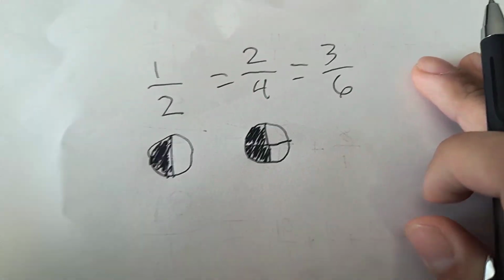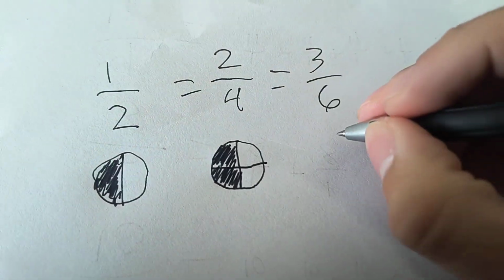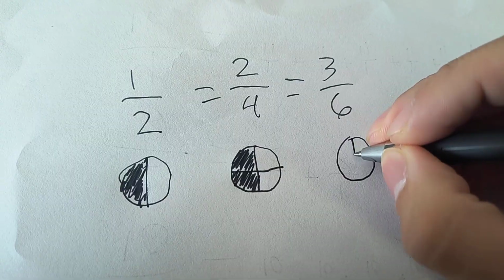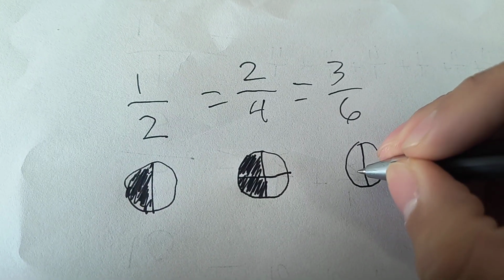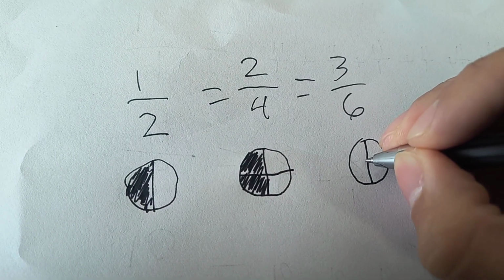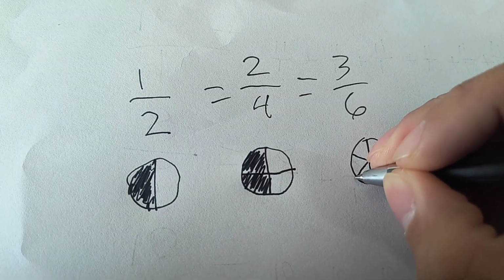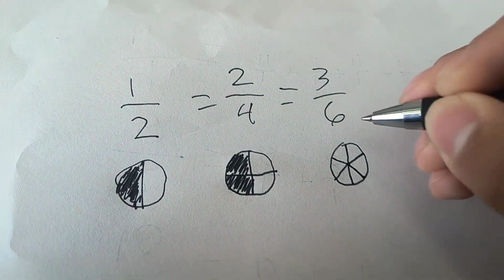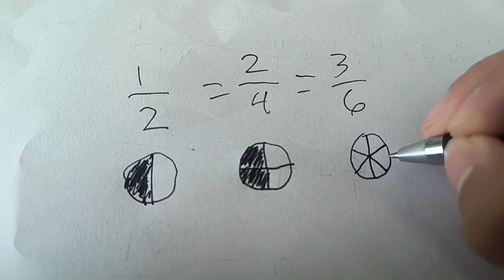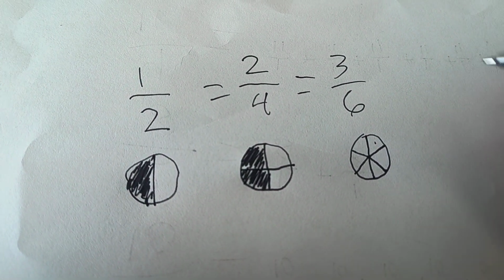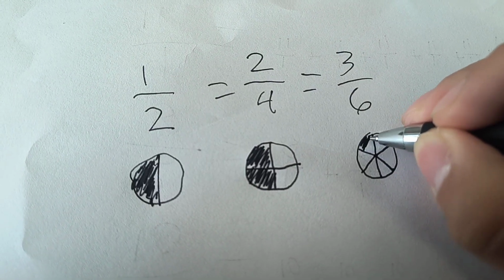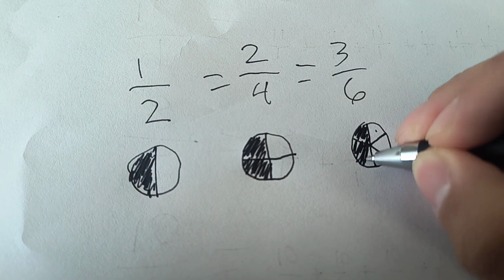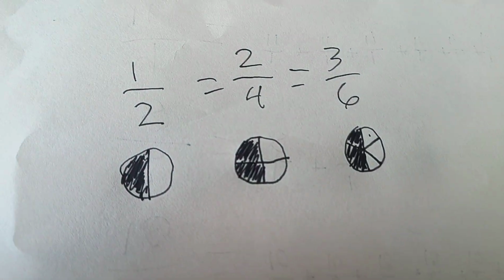Same thing with this. If I were to draw another circle and then split it into 6 pieces, 1, 2, 3, 4, 5, 6. And if I were to color in 3 of those pieces, I would have colored in half.